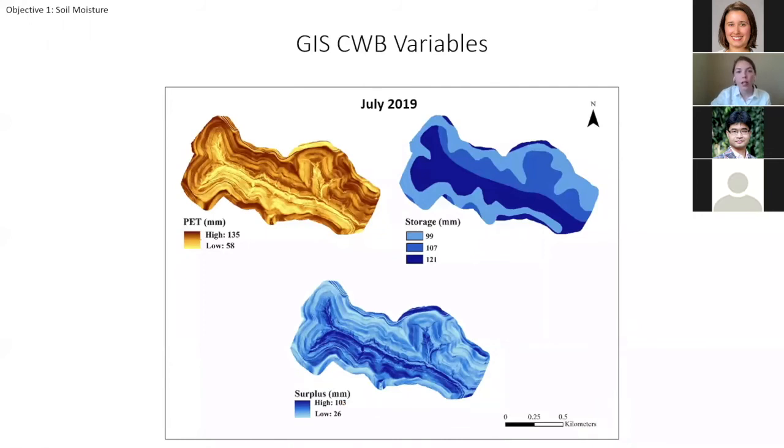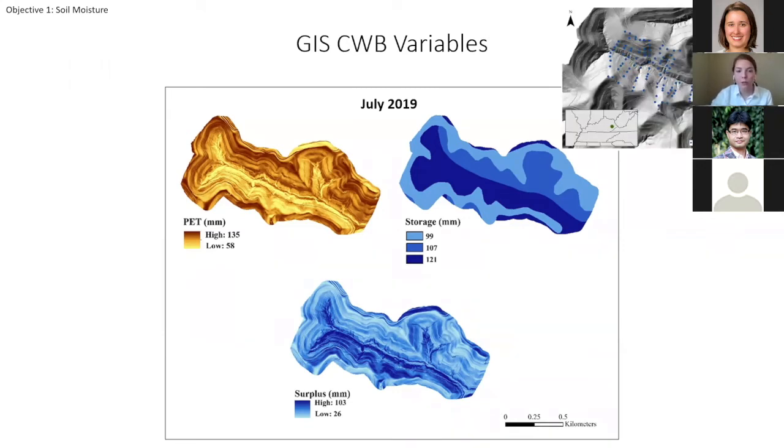Next, we have the GIS climate water balance variables. We collected the soil moisture that we were using in July of 2019, so that's the month that we were using climate water balance variables from. For this month, it had pretty high precipitation, so there wasn't a deficit, which is why it's not included as one of the predictor variables. But we did have PET, soil moisture storage, and then surplus. And once again, we extracted the values of those 100 plots for each of those predictor variable rasters.